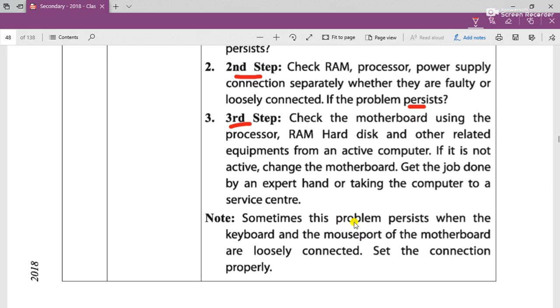There is a note: sometimes this problem persists when the keyboard and mouse ports of the motherboard are loosely connected. So set the connection properly.